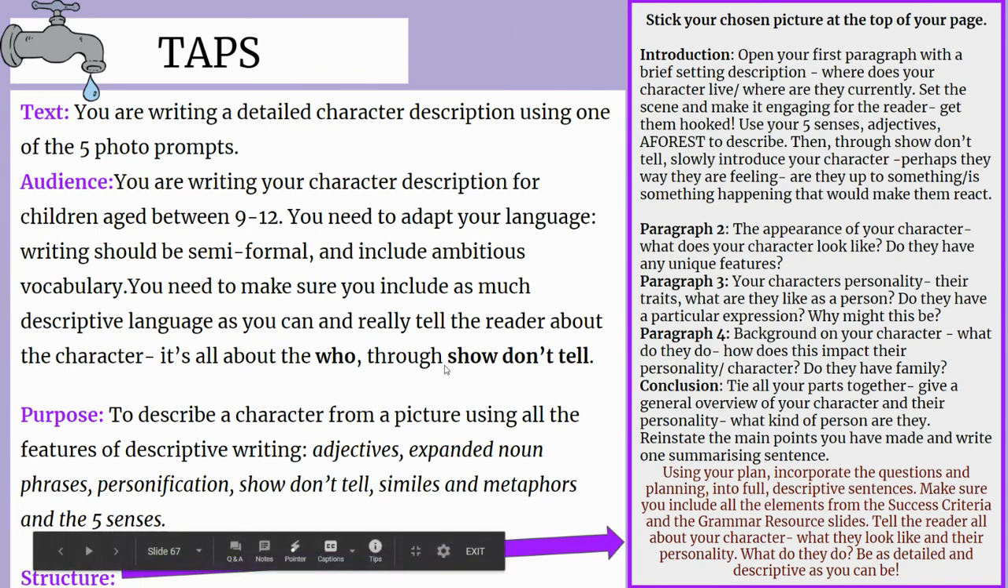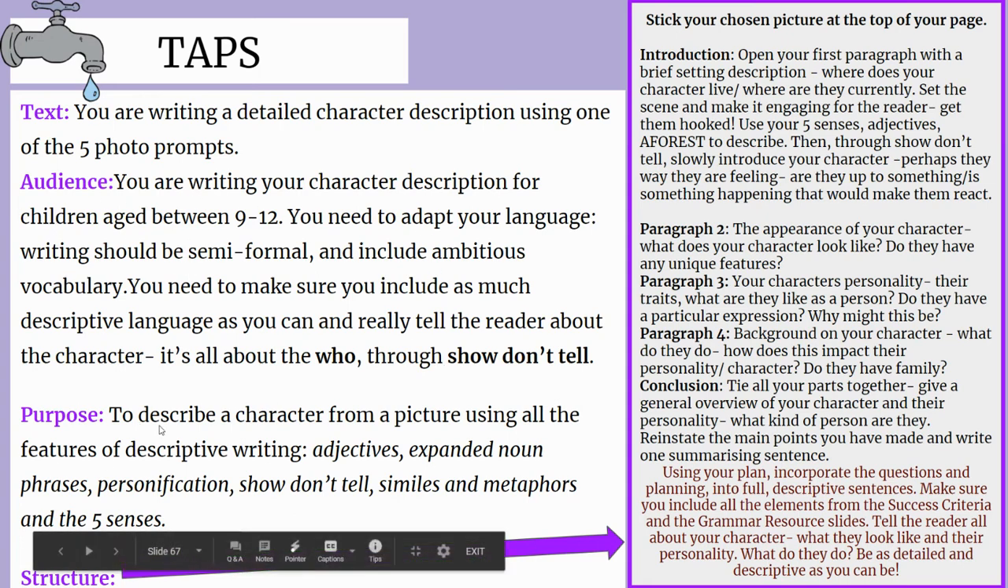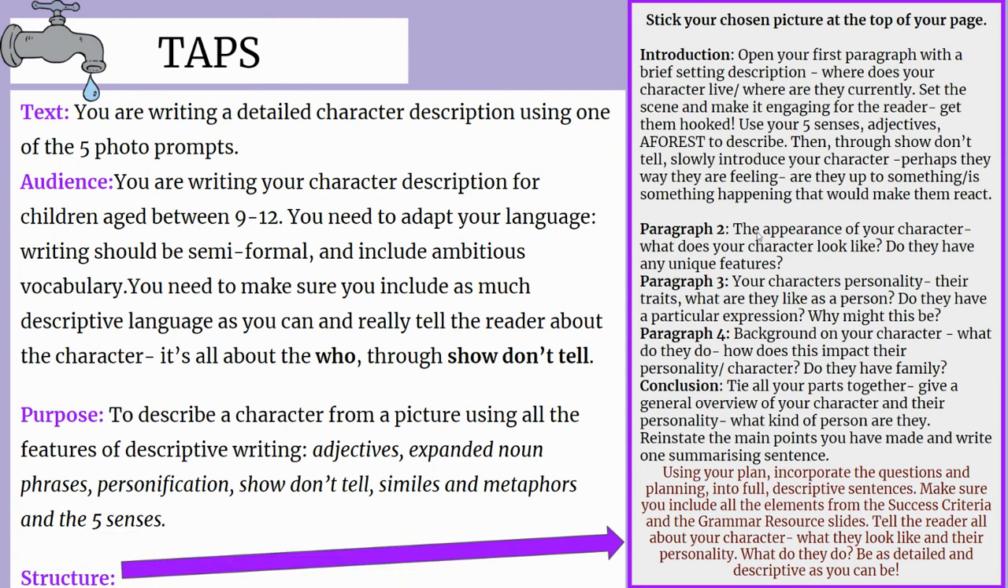So these are the most important things that you need to include whenever you're doing a piece of writing. Your taps break it down for you and they explain exactly what your text is, what your audience, what your purpose, and the structure. Make sure you followed the structure, maybe not to the exact T, because you might have done it slightly differently, but it's always a good idea to follow the structure as well, ladies and gentlemen.